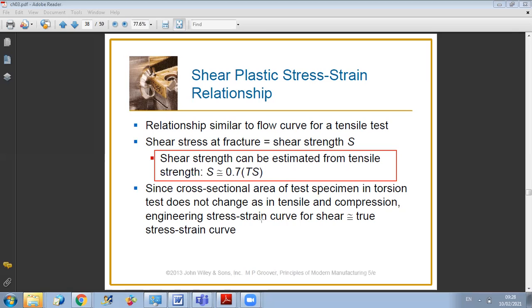Okay. Now, since in torsion processes we don't have variation in cross-sectional area, the cross-sectional area is nearly constant in a torsion test. So there is no need to have engineering and true curves, because engineering and true curves differ due to variation of cross-sectional area. But in torsion we don't have this. So we can just say that the engineering stress strain curve for shear is the same as the true stress strain curve for shear.